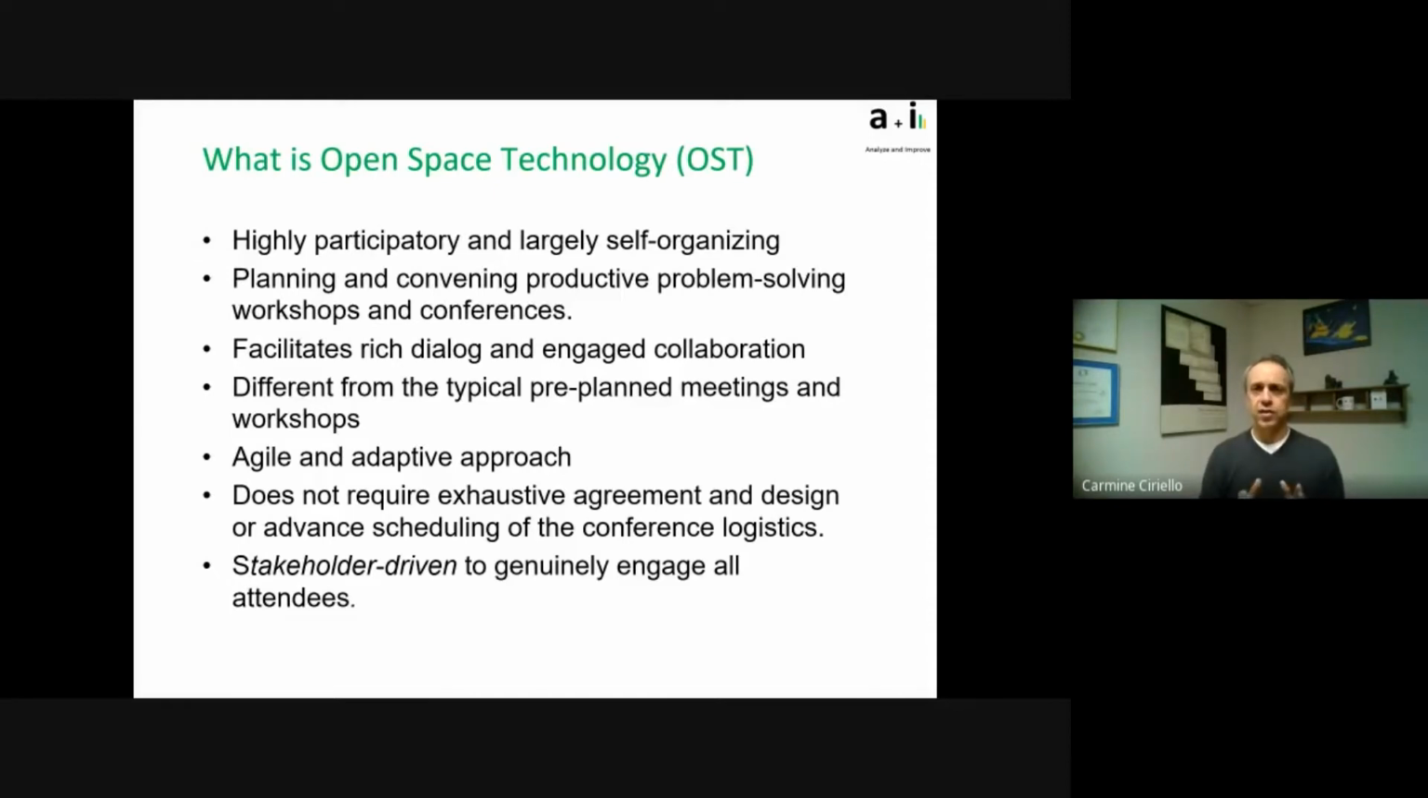You don't really know if this session or the days will be going one way or the other, but it will be the attendees that will decide how this turns out. It doesn't require exhaustive agreement ahead of time or any advanced scheduling. There is, of course, some scheduling that needs to be done in terms of the rooms and the layout, but for the most part, it's extremely flexible. And stakeholder driven. I mentioned that already a few times. The attendees are really driving the show, and the client and the facilitator are only there as a guide, basically.